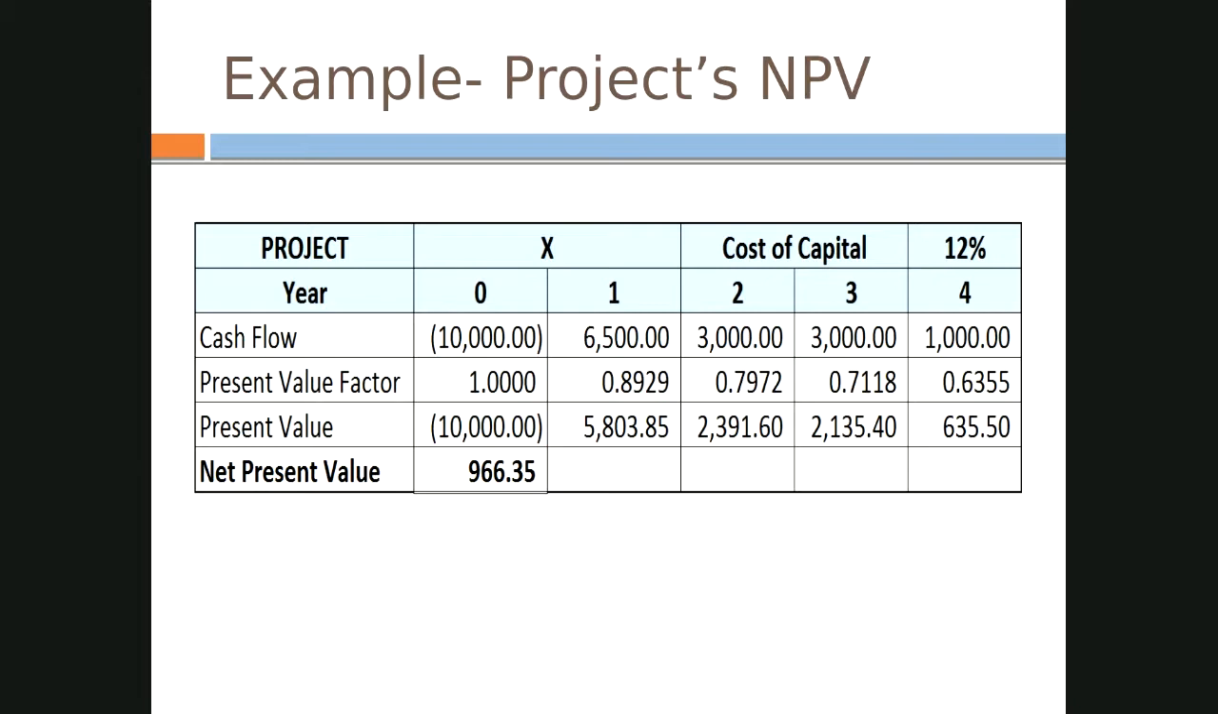966.35. So how are you going to interpret this 966.35? I told you before that most academicians favor the use of the net present value because that 966.35 is the estimated increase in the shareholders' wealth at the end of the life of the asset. So ibig sabihin, kung yung asset, ang estimated useful life niya is 4 years, at the end of 4 years, it will contribute 966.35 dun sa wealth of the shareholders. Sure. Nagets ba yun?